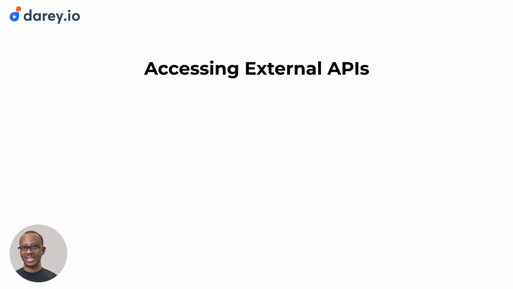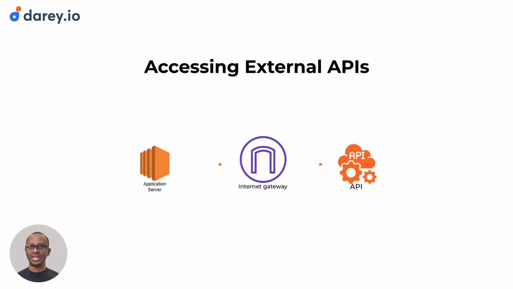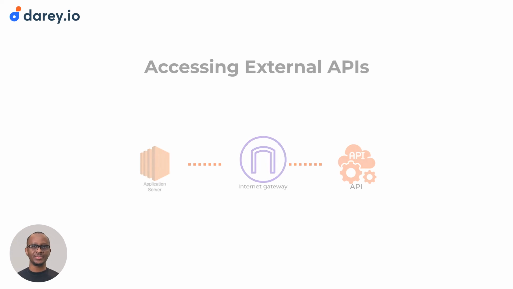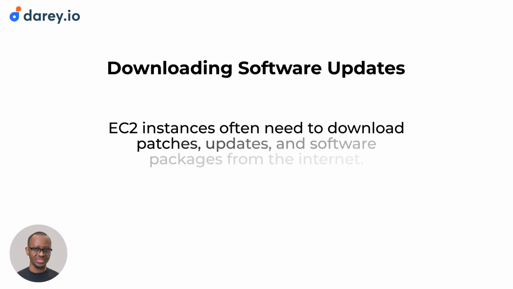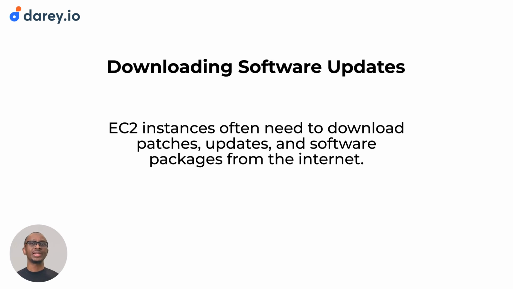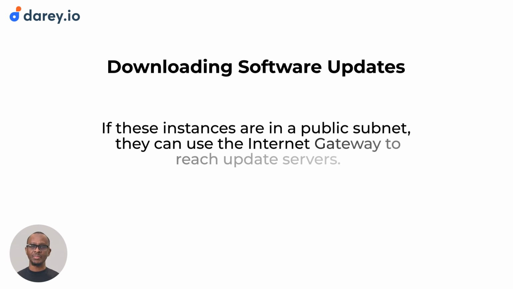Accessing external APIs. If your applications need to fetch data from an external service, such as an API hosted outside AWS, an Internet Gateway allows outbound requests. Downloading software updates. EC2 instances often need to download patches, updates, and software packages from the Internet. If these instances are in a public subnet, they can use the Internet Gateway to reach update servers.